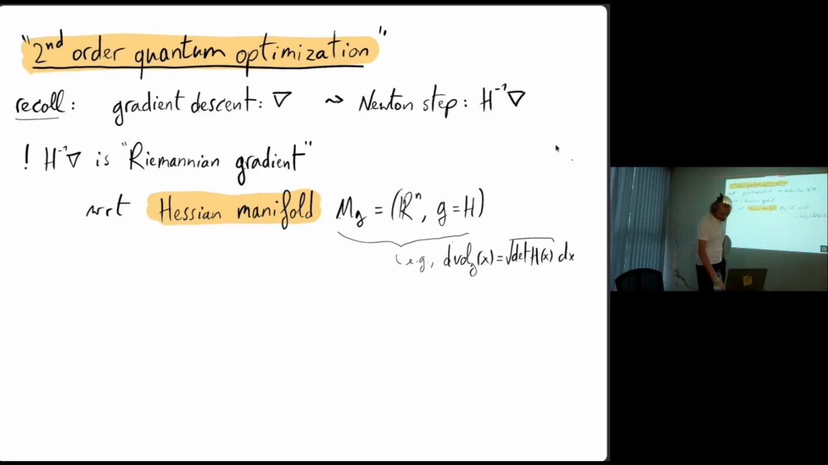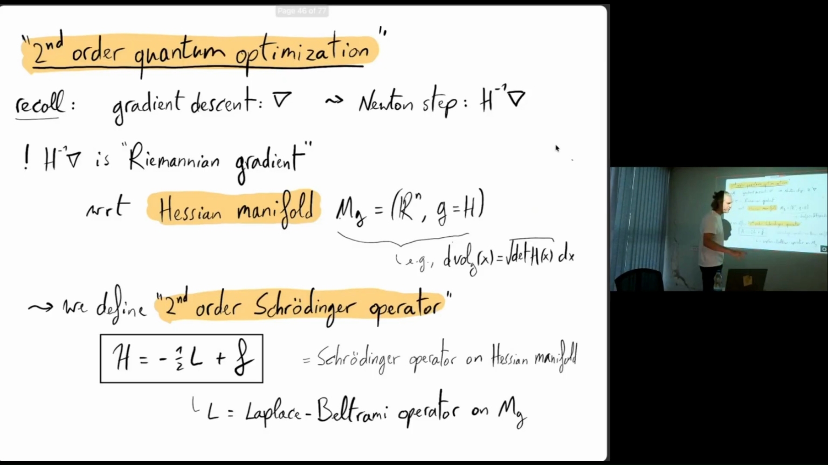Again, insightful. Maybe I'll talk about the quadratic case again, obviously, since it's nice and clean; it'll suffice to think about that. But anyway, once we define this Hessian manifold, we can define the Schrödinger operator on it. This is what we call the second order Schrödinger operator. It's essentially the same Schrödinger operator, -1/2 Laplacian plus f, except that now the Laplacian takes derivatives with respect to the manifold. This is what you call the Laplace-Beltrami operator on this Hessian manifold.